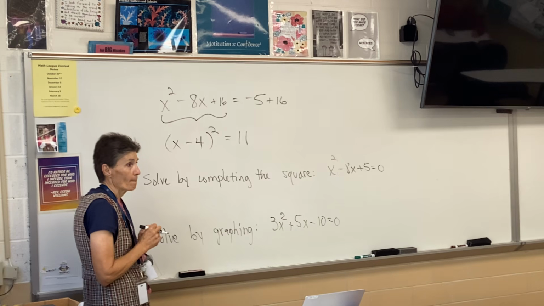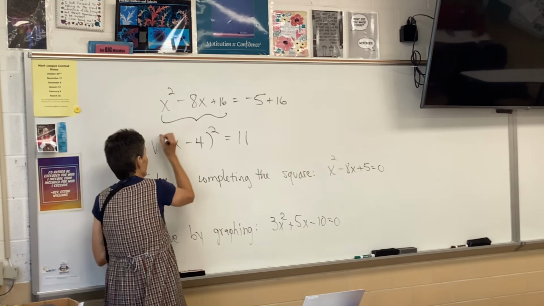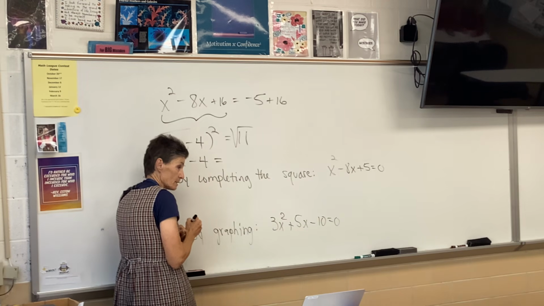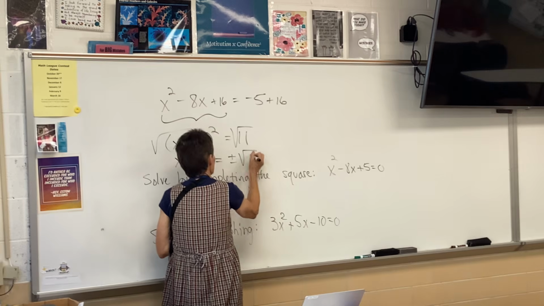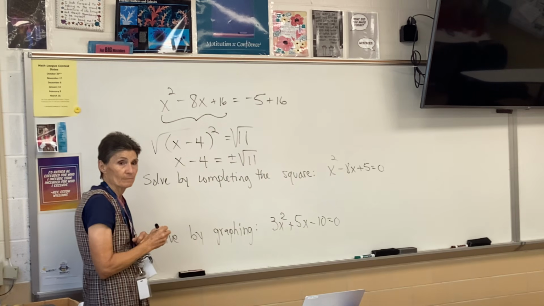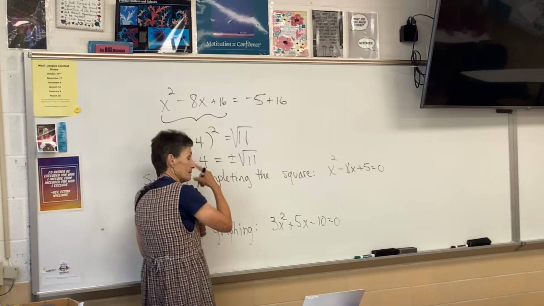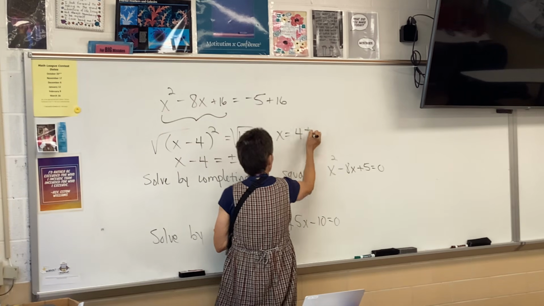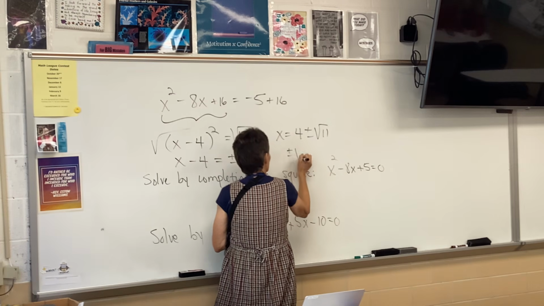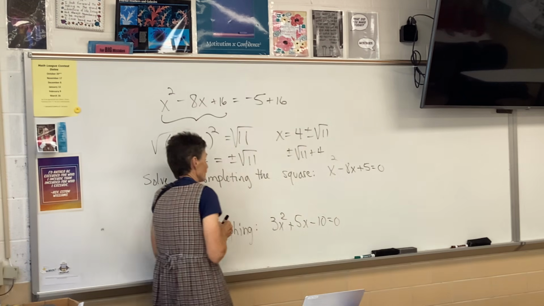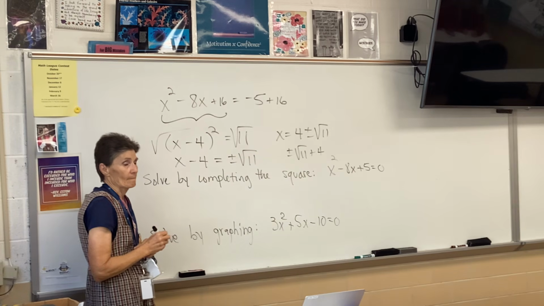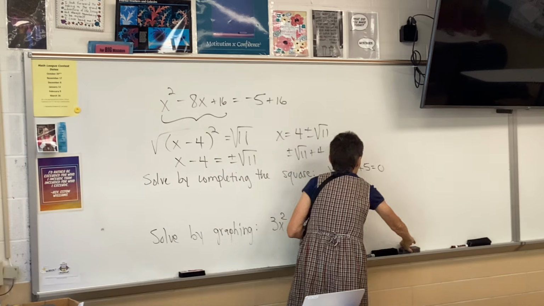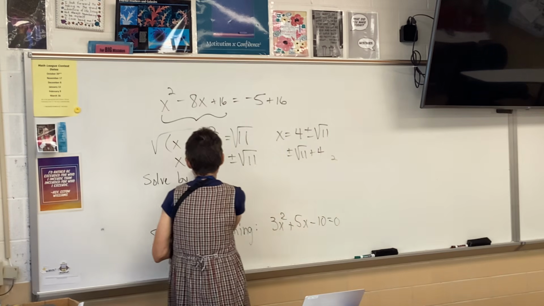Now what? Square root both sides. So x minus 4 equals plus or minus the square root of 11. And move the 4 over, nothing you can do with the square root of 11. So x equals 4 plus or minus root 11. You may have written it like this, and that is perfectly fine. Anybody have a question about that one? Completing the square.